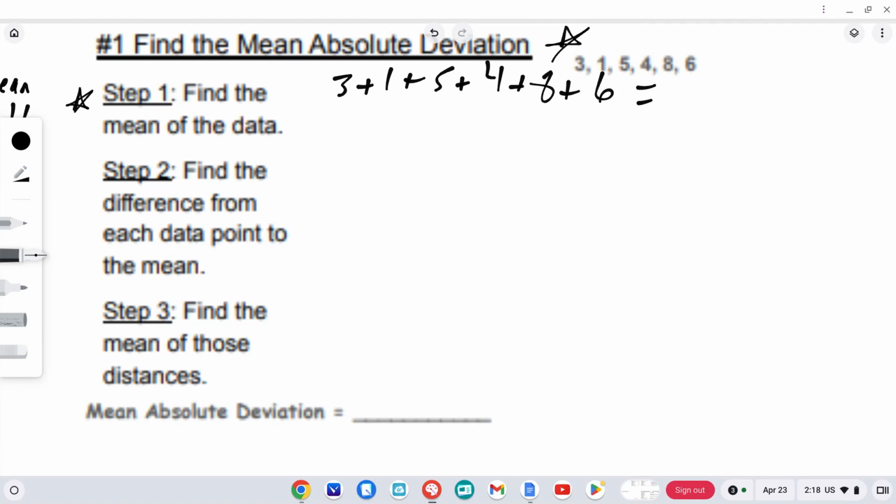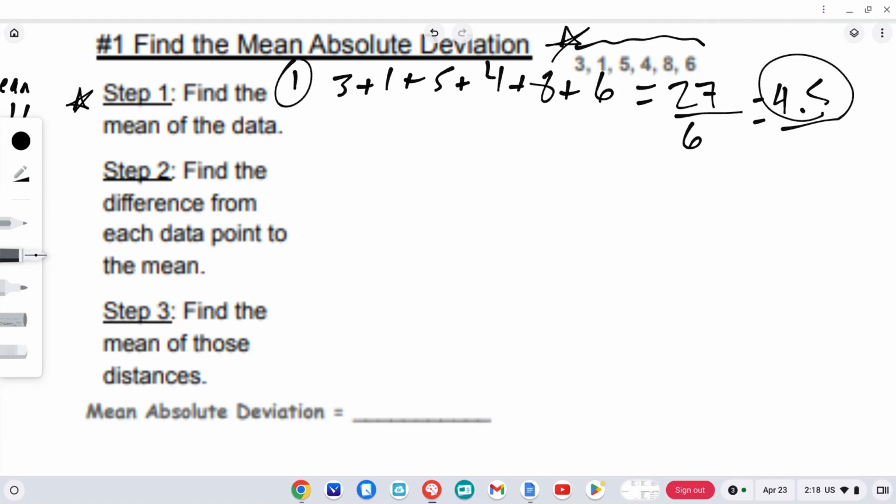3 plus 1 is 4. 4 plus 5 is 9. 9 plus 4 is 13. 13 plus 8 is 21. 21 plus 6 is 27. So yep, I add to get 27. And since it's the mean, I have to divide by how many numbers there are. Well, there are 6 numbers up here. So 27 divided by 6. And I got 4.5. So for step 1, my mean was 4.5. That's the mean. Take a minute to get caught up. Pause it if you need to.